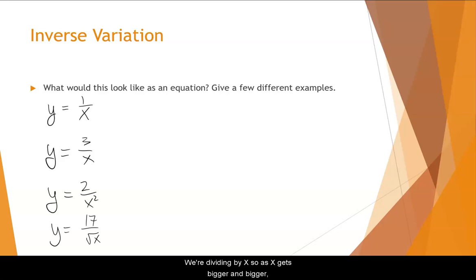So as x gets bigger and bigger, let's look at this first example. As x increases, the y value gets progressively smaller. So if x was 2, this would be 1/2. If x was 3, this would be 1/3.